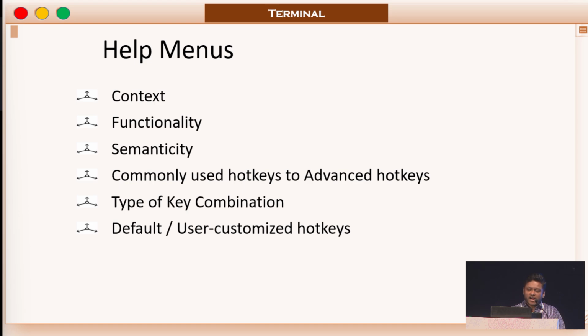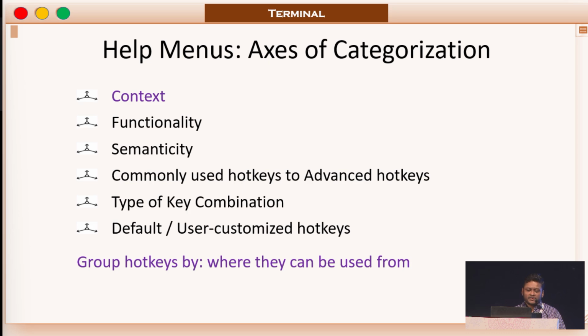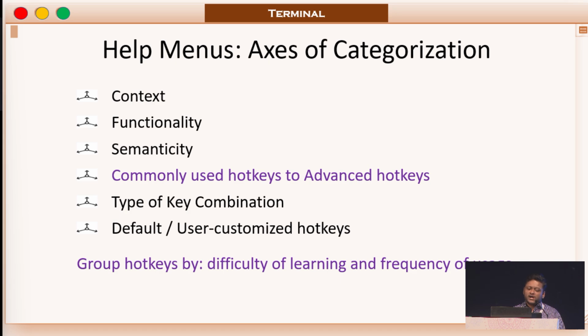Writing help entries is an art form. It's easy when you don't have a lot of hotkeys, but as your app grows, organizing them uniformly actually becomes challenging. But how challenging could it possibly be? Let's see. Here are some different ways we can classify hotkeys. We could group or sort hotkeys by where they can be used from, which is the context, or what they do, their functions, or by how related they are, or by the difficulty of learning and the frequency of usage.